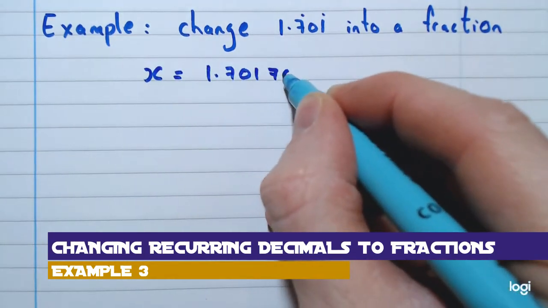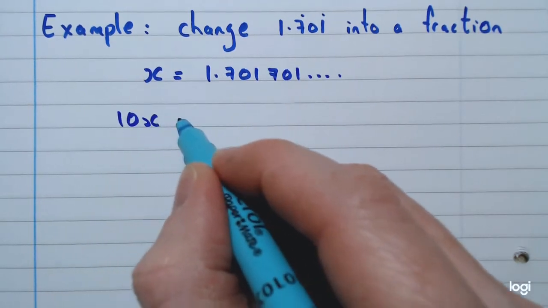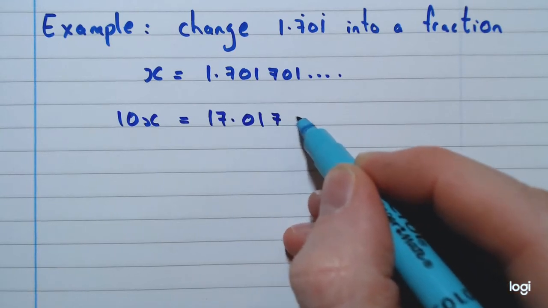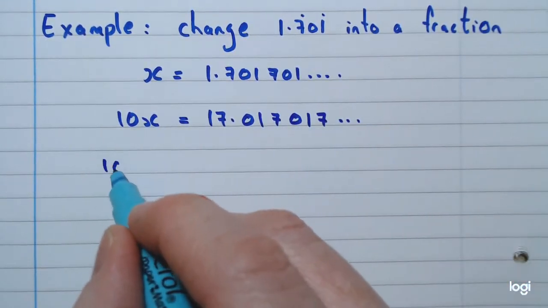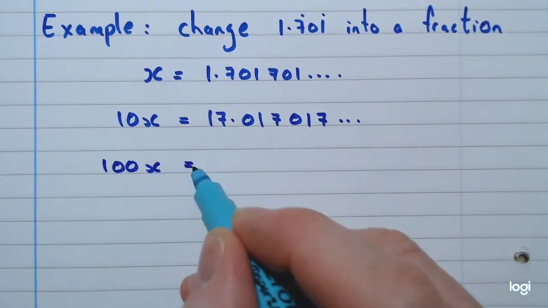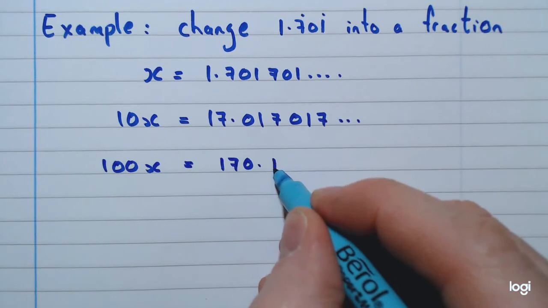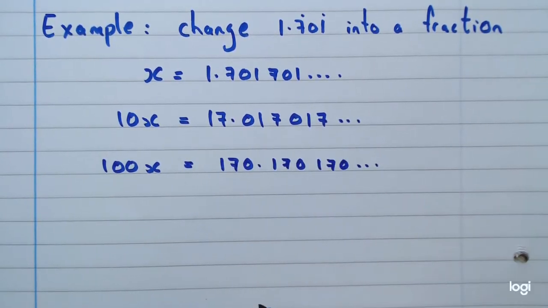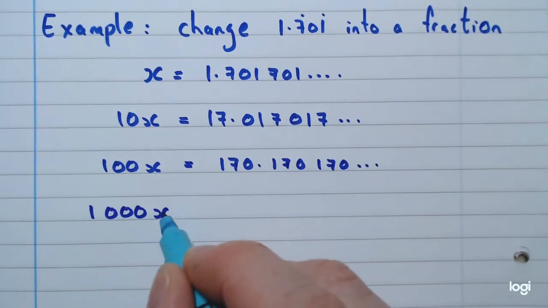Last example, 1.701 recurring. Now I'm just writing it out again so I understand which bits are recurring. It's 701, 701, so on and so forth. And once again, I'm multiplying it by 10. I'm looking to get the decimal points the same. So far they're different, so 10x didn't do me any good. So instead of 10, I'm trying 1,000. 1,000x is 1701.701701. Now, if I look at those three things, none of them have the same decimal. None of them are any use yet.